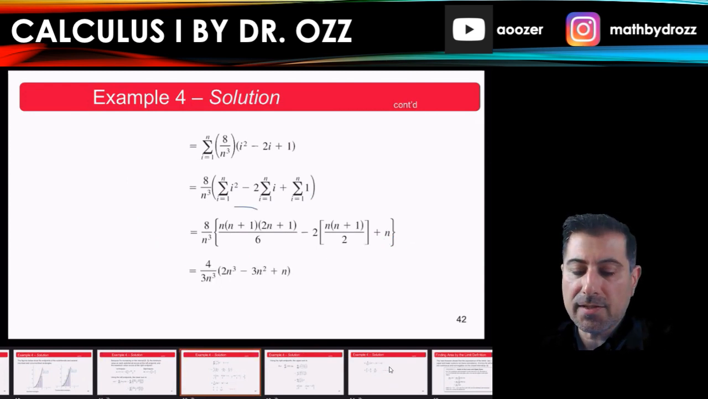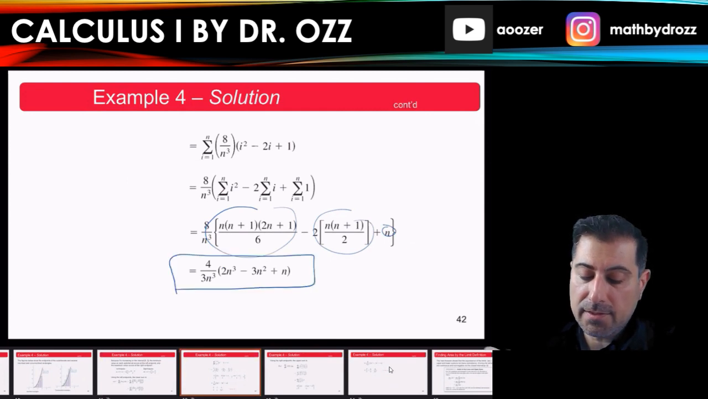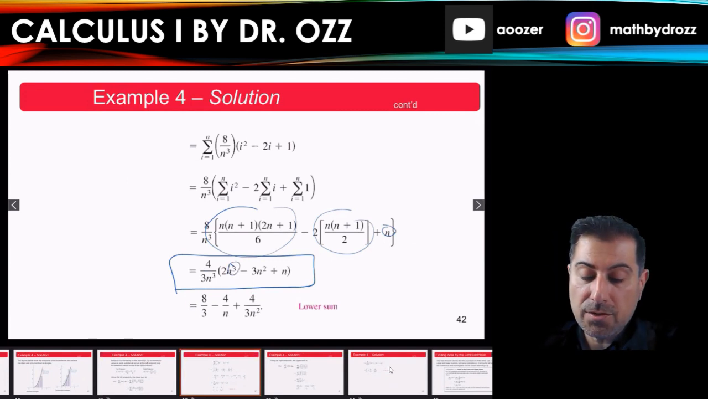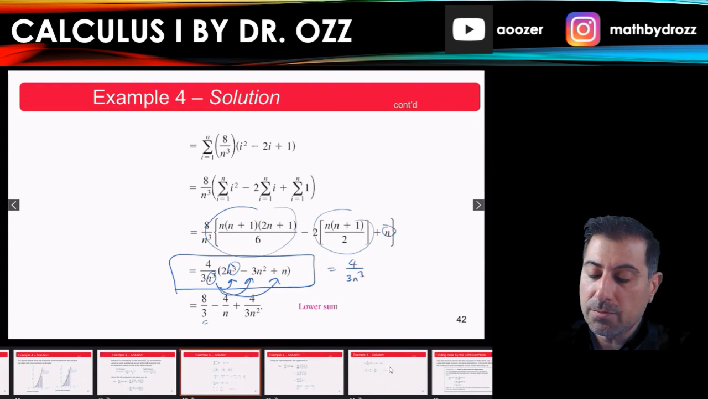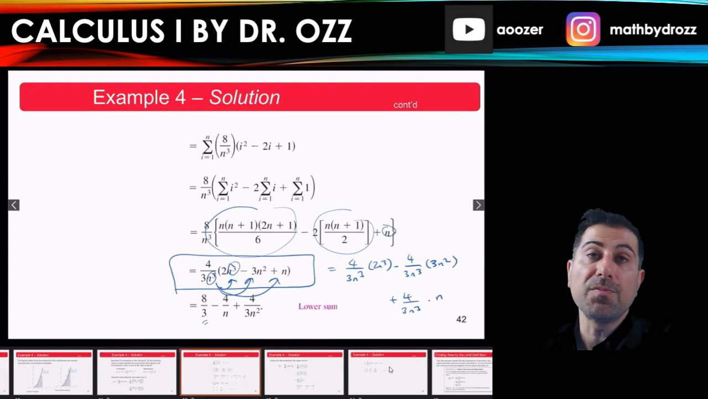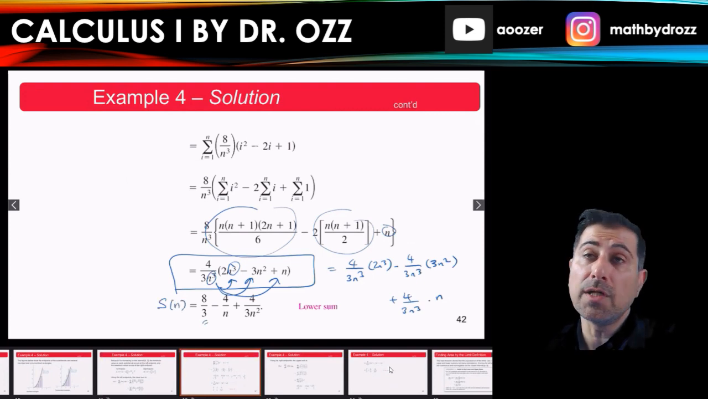All right, so expanding this out, and this out, and then adding them all under a common factor, we get this final result, okay? And then you can simplify that further because you have n cubed here, so essentially it's 8 over 3 after you expand this out, right? So in other words, 4 over 3n cubed times 2n cubed, minus 4 over 3n cubed times 3n squared, and then 4 over 3n cubed times n. So if you simplify them all, you get the lower sum depending on the upper limit in the summation.